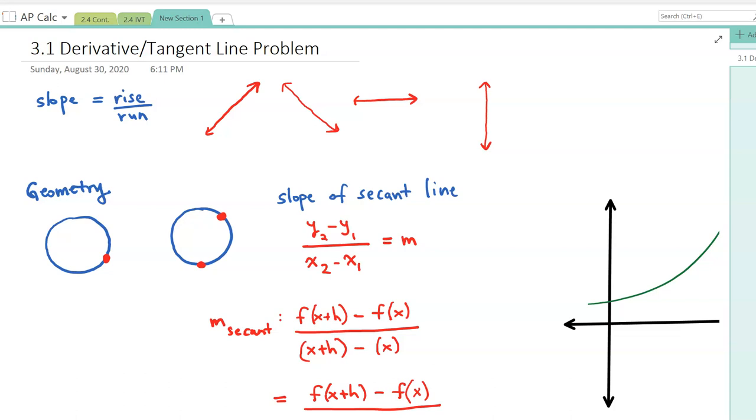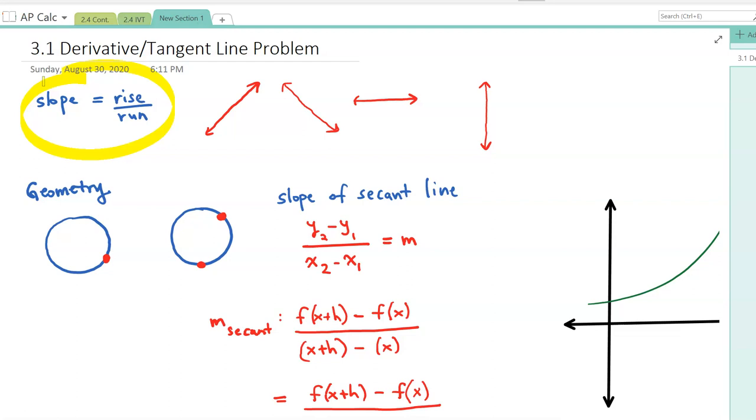Welcome back, AP Calculus. We are now moving on to chapter 3, and we're looking at section 3.1, which deals with derivatives, and we're also going to take a look at the tangent line dilemma. This word derivative means the rate of change. It means slope. Just to take you back to algebra 1, slope is rise over run. That's what slope is, rise over run. Another word for slope, the calculus word that you're going to hear a lot, is called derivative.